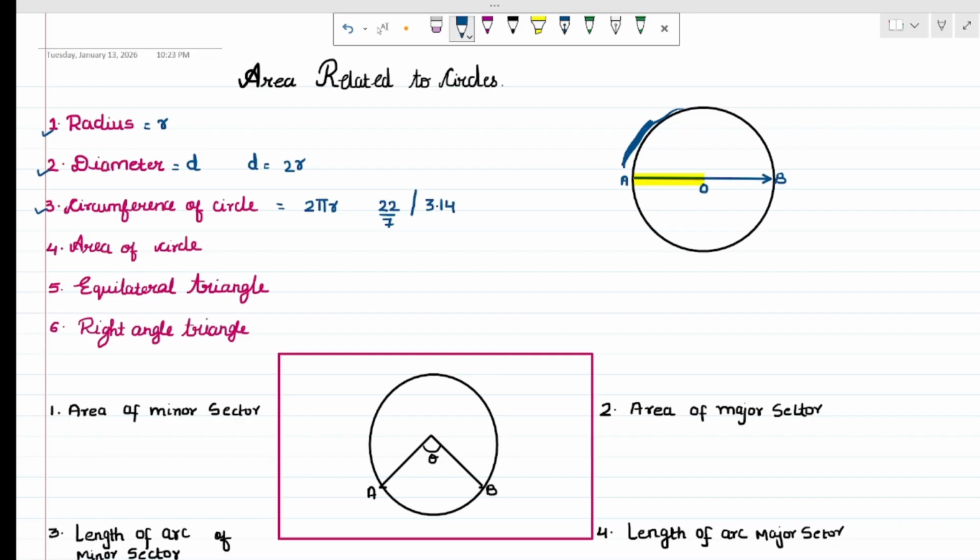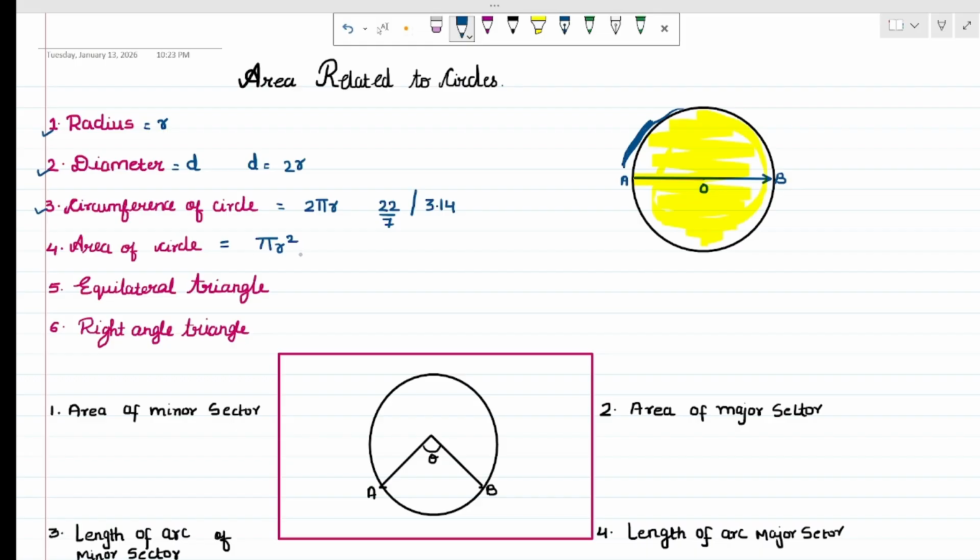Now comes the area of the circle. Now what does area mean? Area means this whole section, this whole part is called the area of the circle. Now what is the formula for the area of the circle? Its formula is pi r square. Formula for area of the circle?